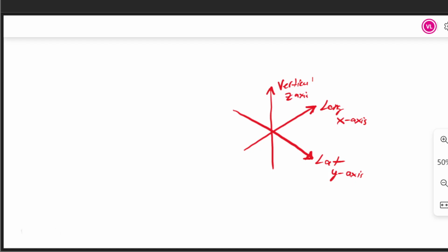We're saying that if you were to rotate about the vertical axis, that would result in yaw. If we rotate about our lateral axis, that will result in a pitch. And if you rotate about your longitudinal axis, that will be a roll.